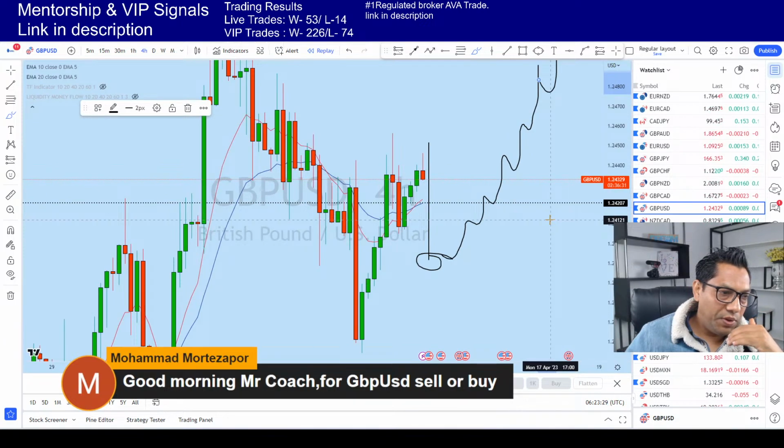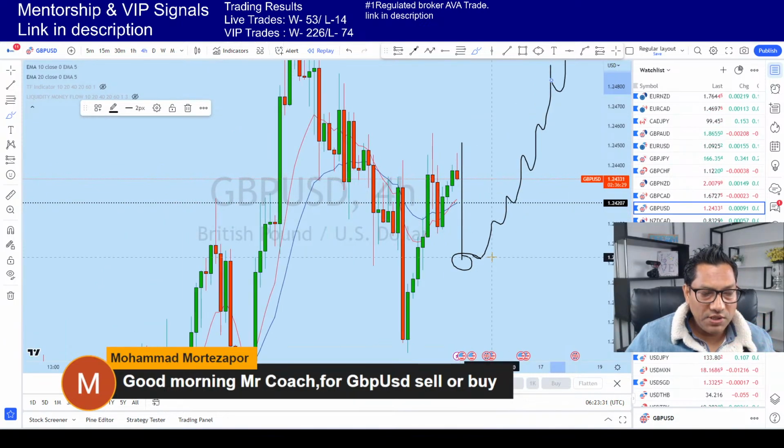So yeah, GBPUSD for me is bullish. It's coming down, which means we will get an opportunity to buy again, like we did with GBPJPY. I will be looking to buy GBPUSD also.